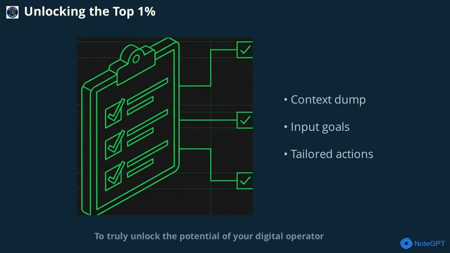To truly unlock the potential of your digital operator, treat onboarding as you would with a human employee. Provide a context dump, input your business goals, work style, and information about competitors right away. This helps the AI understand your needs and tailor its actions to maximize your success.